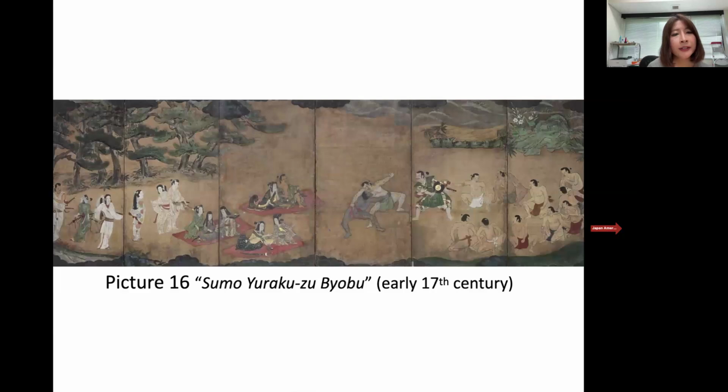On folding screens painted between the end of the 16th and the beginning of the 17th centuries, the backgrounds occasionally feature wrestlers engaged in sumo matches. Indeed, one of the most famous folding screens from this period is a sumo Yurakuzu Byobu, picture 16. The next one is a close-up of the two wrestlers.